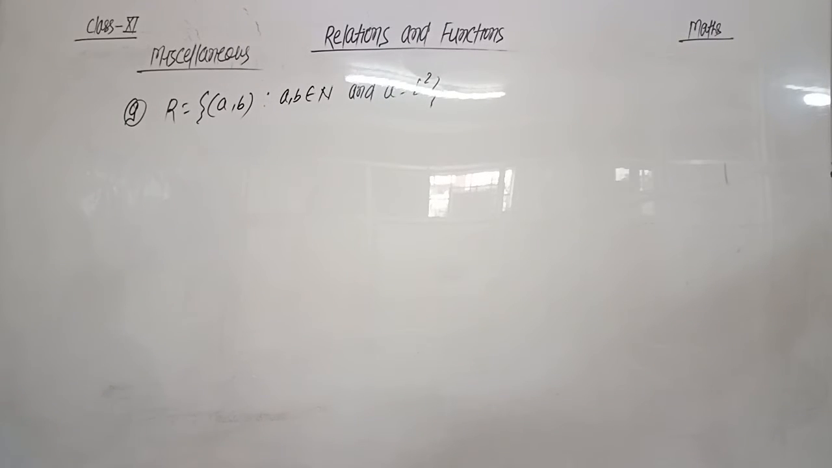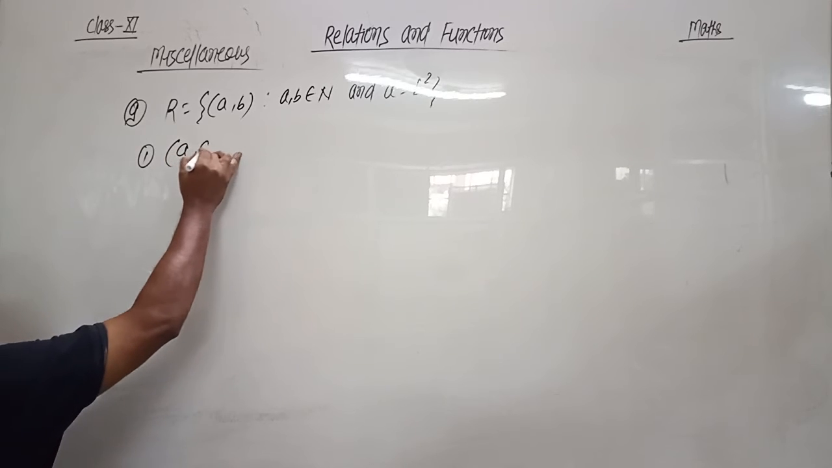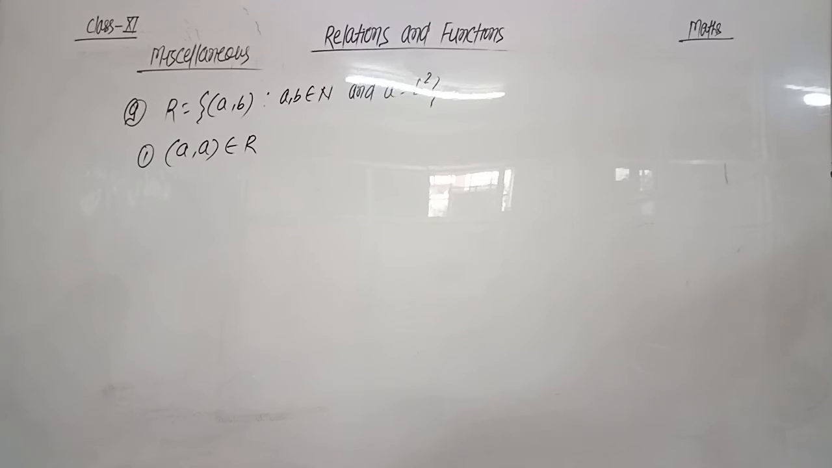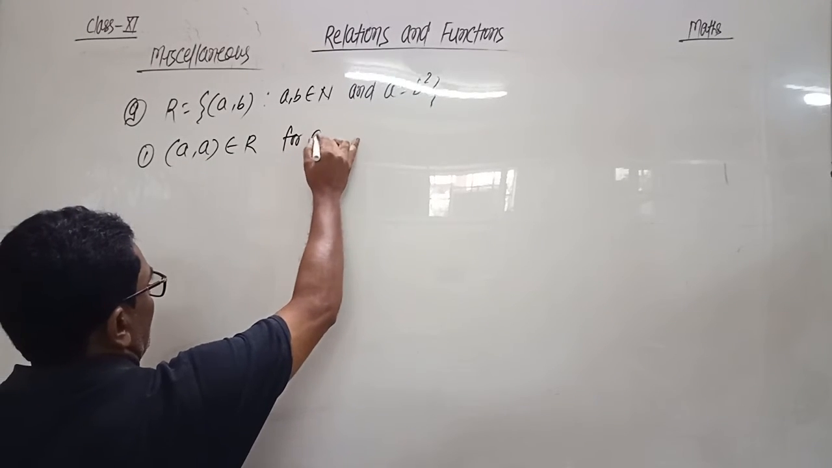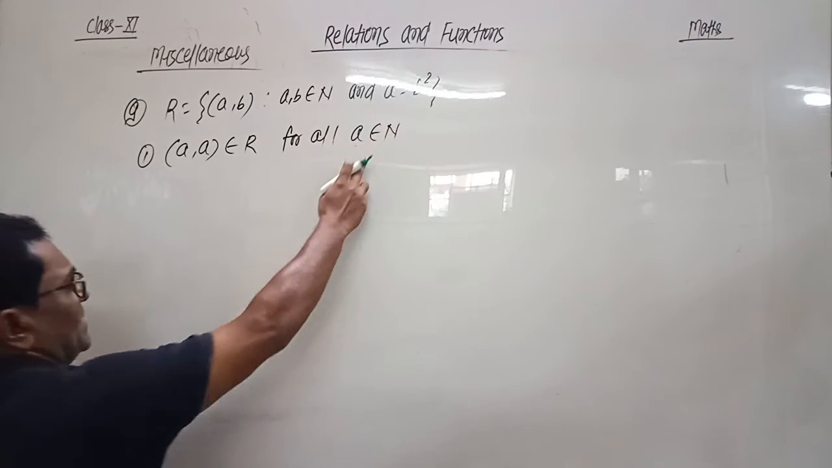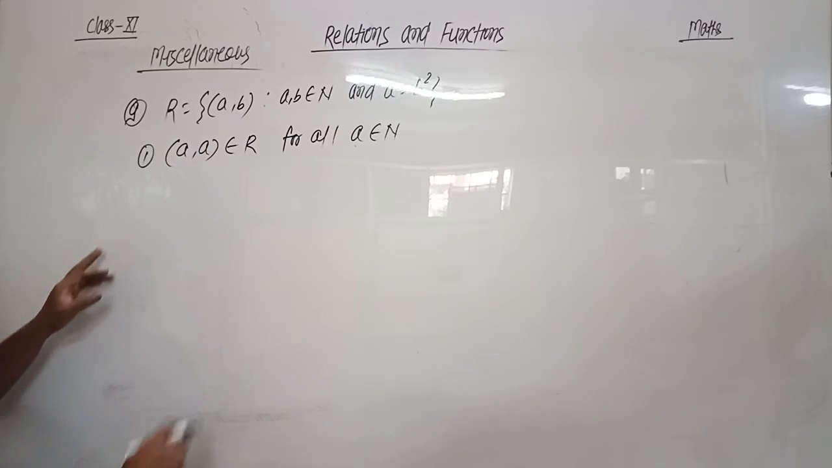We have to find whether the following are true. The first is (A, A) belongs to R for all A belongs to N. A belongs to N means A belongs to natural number.